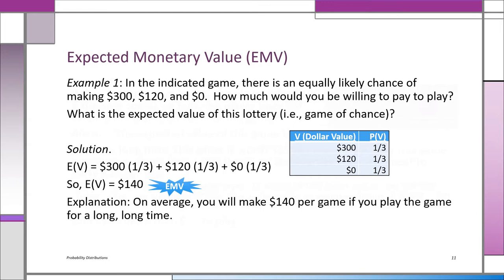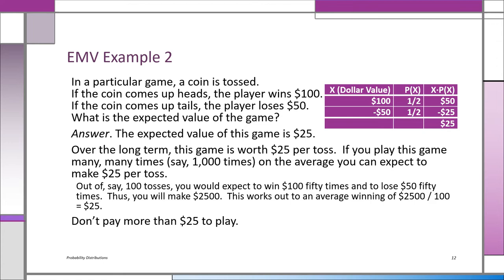Here you have another example of EMV. In this example, we're basing our decision on the toss of a coin. Of course, I don't think that's the way you're going to do it when you are the decision maker in business. But this is framed as a game, so you can think of it as a game, or you can think of it as a business decision. The coin is tossed. If the coin comes up heads, you win $100. If the coin comes up tails, you lose $50. What's the expected value of the game?